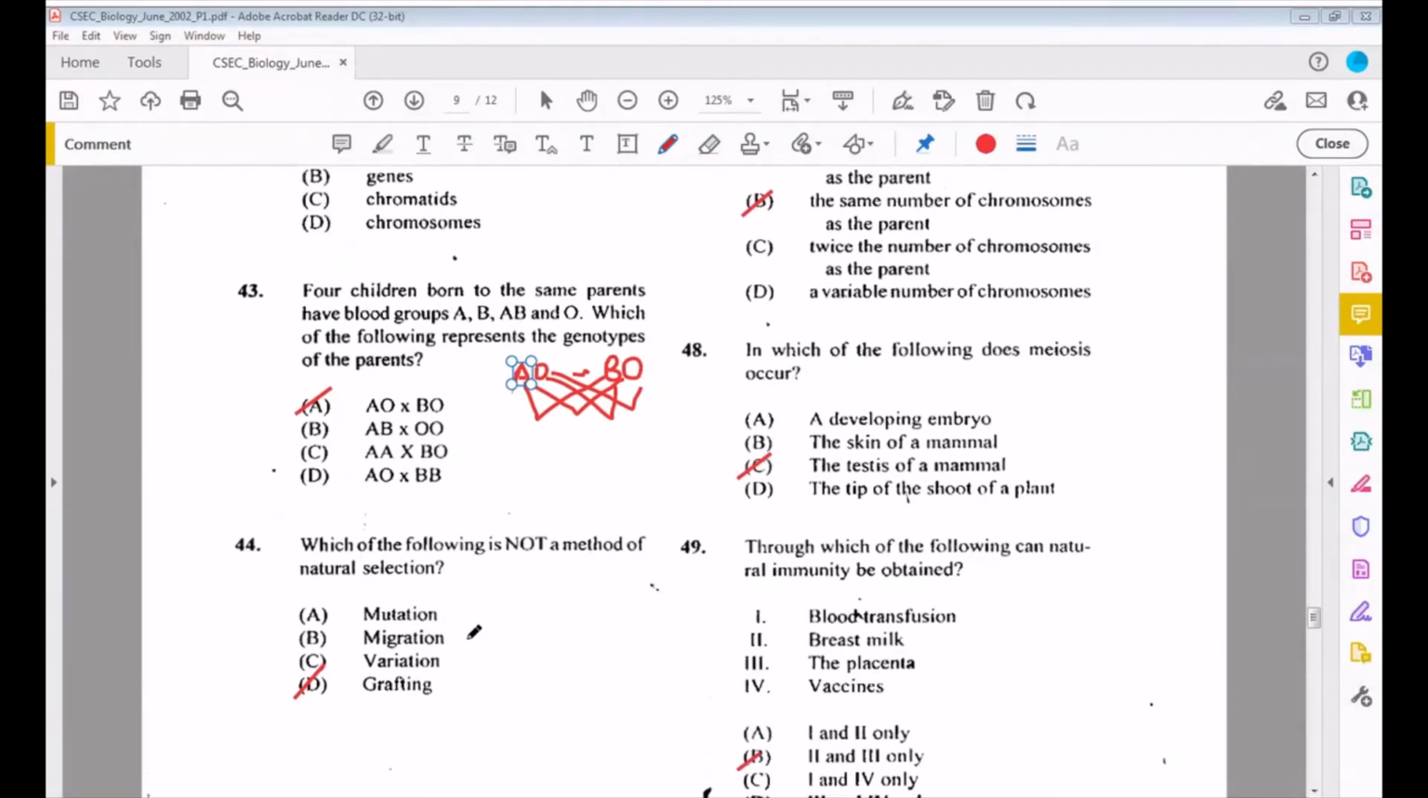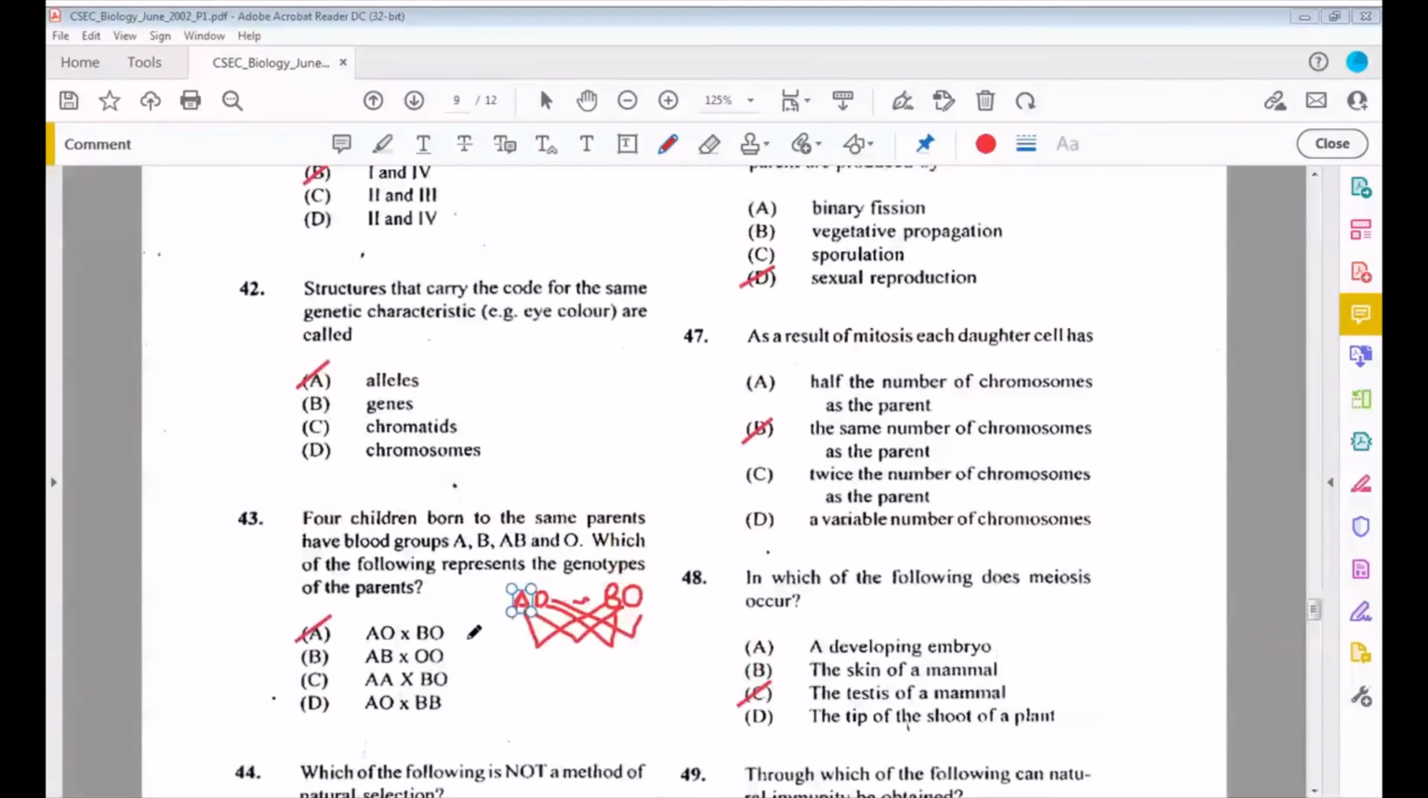44. Which of the following is not a method of natural selection? The answer is D, grafting.